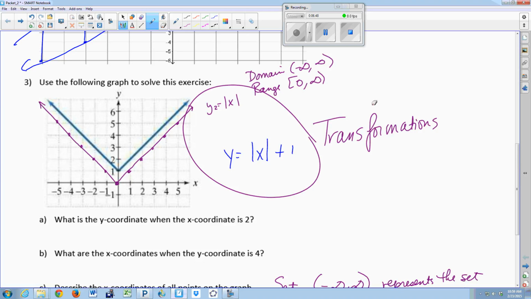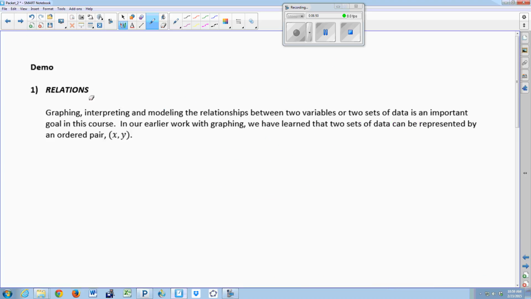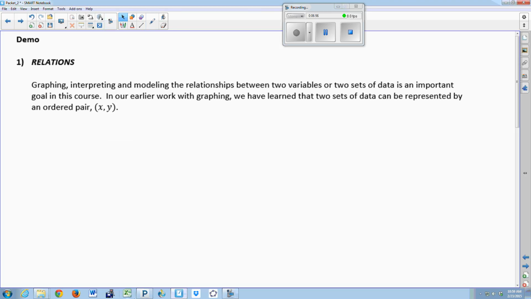Okay. All right, so let's take a look at today's material. The first thing we're going to do here is define what the mathematical definition is for this term called relation. So you want to start us off, Clay? Yeah, please.